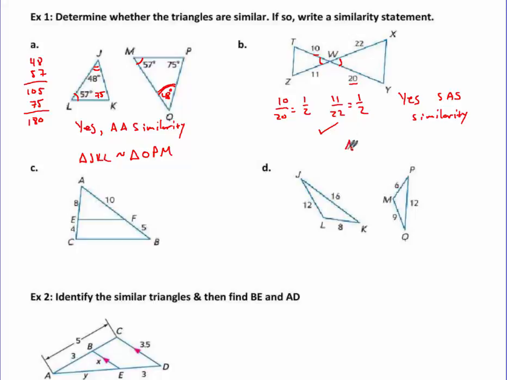And my similarity statement says that triangle TWZ, remember any order I want, is similar to, now I got to be specific. So TW is the one that has the 10. So that's going to have to match up to the 20. So YW and then X. So there's my similarity statement.